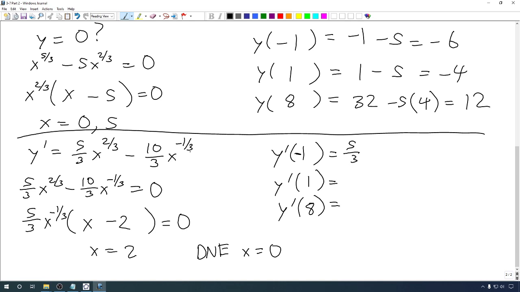Negative 1 to the negative 1/3 is actually a negative 1. So we're going to add 10/3. In other words, we're going to get 15/3 or 5 for our first derivative at negative 1. It's a positive number. When we plug in 1, well, this is actually even easier.